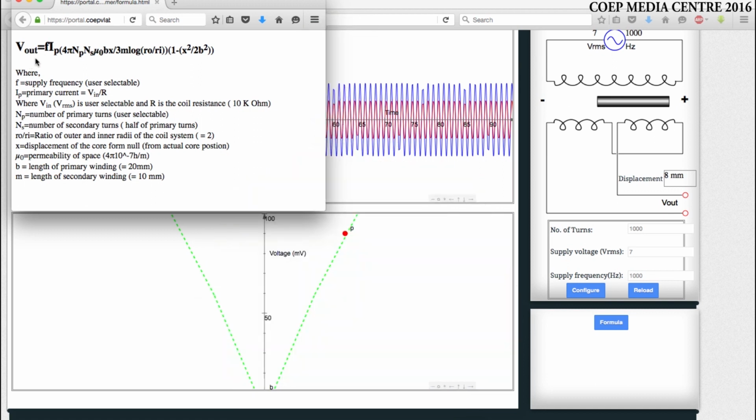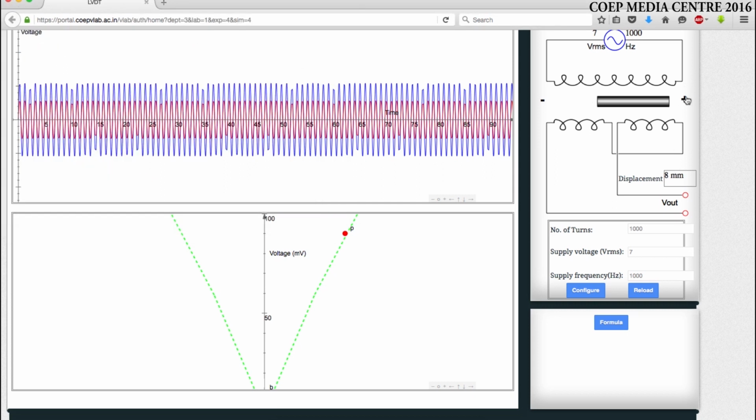This is the V out formula, meaning the net voltage across the secondary. The formula is given, all the details are given. You will have to calculate what V out will be and confirm it with every millimeter change in the core, like this.